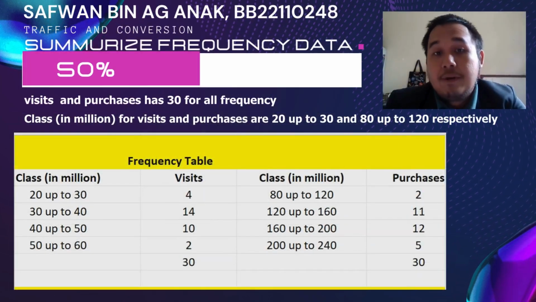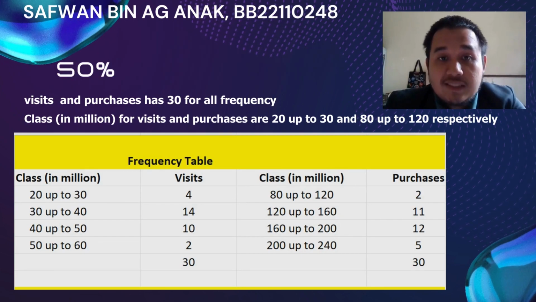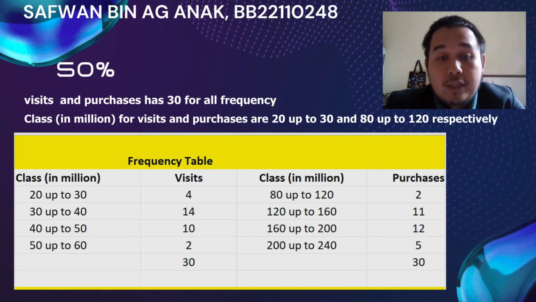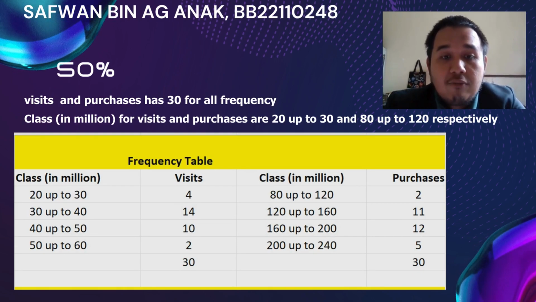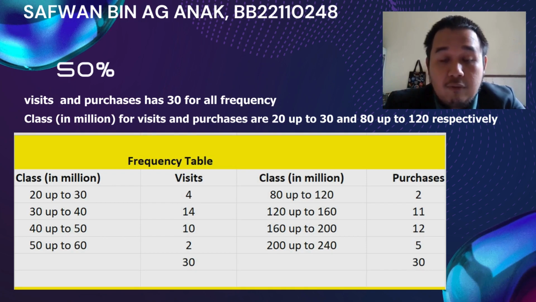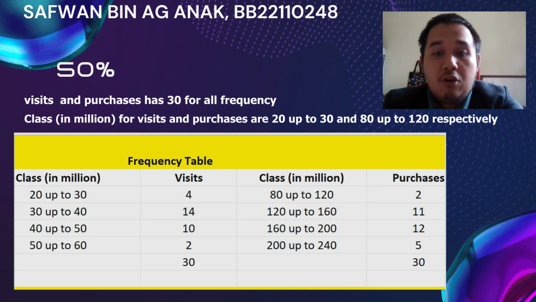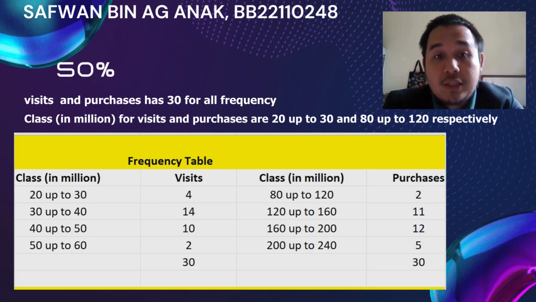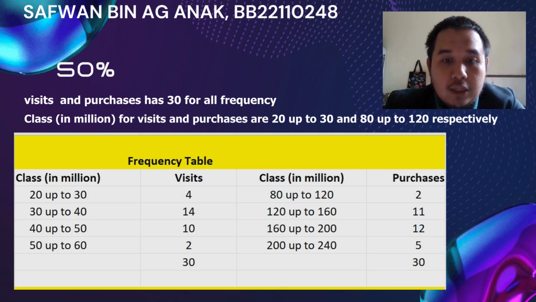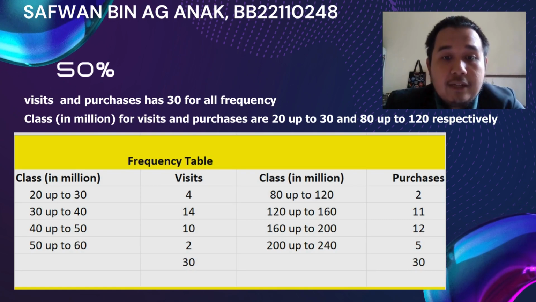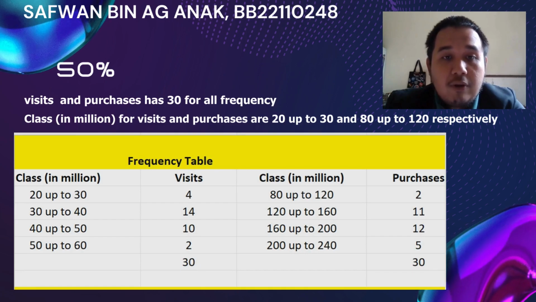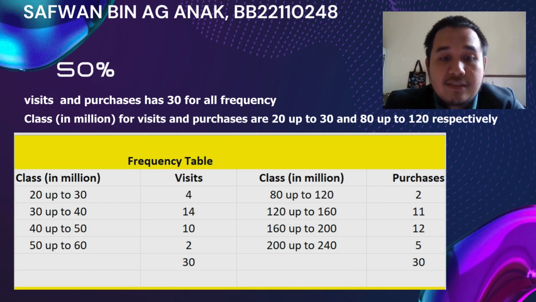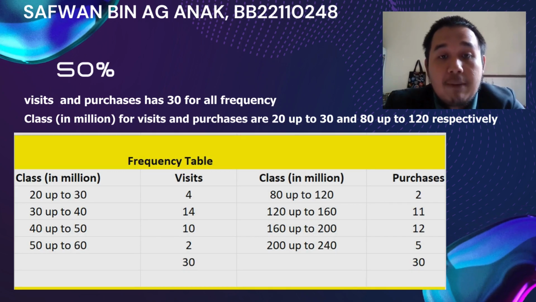After transferring the raw data to ascending order, here we can look at the frequency table where we set the class from 20 up to 30 for the visits, and for the purchases the class in million from 80 to 120. The smallest value in frequency of visits is the class from 50 to 60, and the highest one is the class from 30 up to 40.